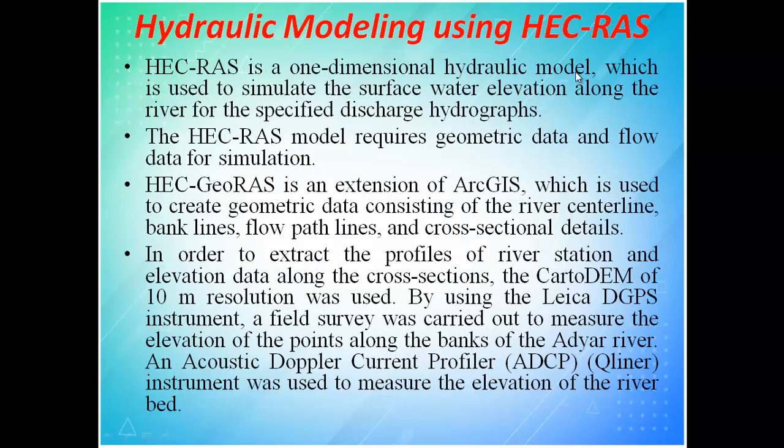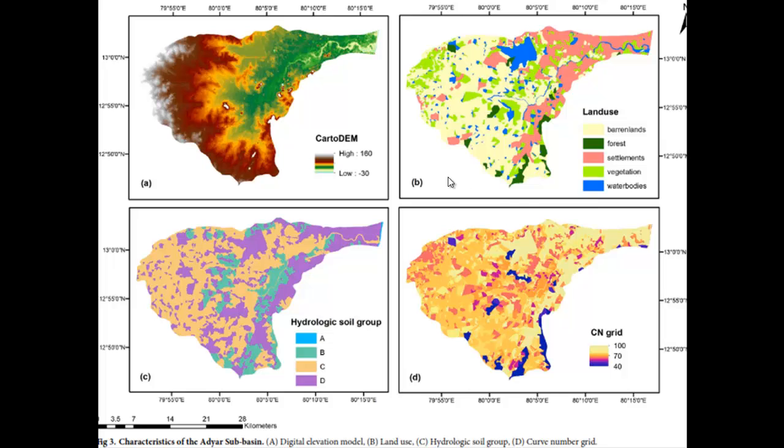So those two they take and simulate, and then they use a software called RAS GIS, which generates the geometric data consisting of the river. Then they finally get the profile. From that profile they try to give the flood. Okay, so this is how the map is shown.